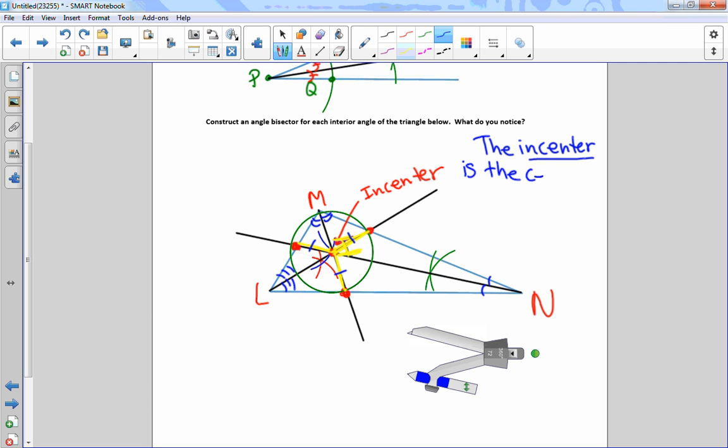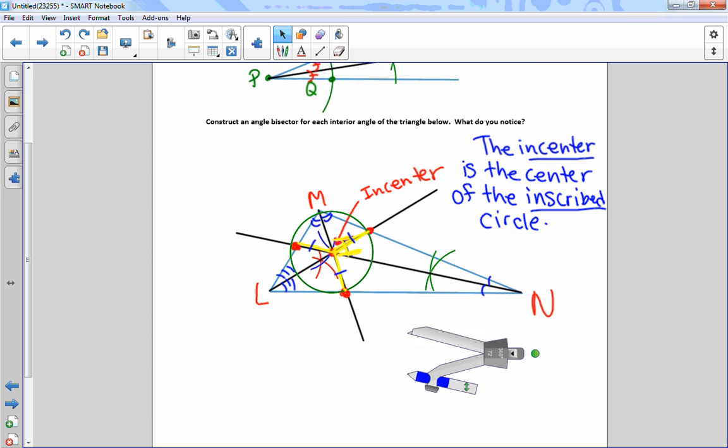The in-center is the center of the inside circle. Circumscribed means our circle is going on the outside, touching the triangle in 3 places. Okay, inscribed means the circle is inside, touching the triangle. Okay, let's flip it over.